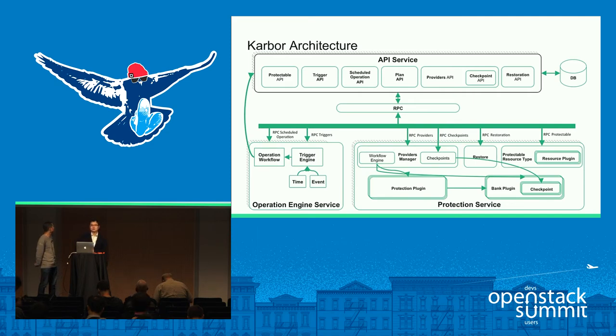And the bank could be used to store the data and include the metadata. So a bank could be Swift or S3 or Ceph and so on. And also, the resource plugin well defines which resources could be protected. Karbor is able to protect any resource in OpenStack. So you can see the checkpoint, it's a little like runC.